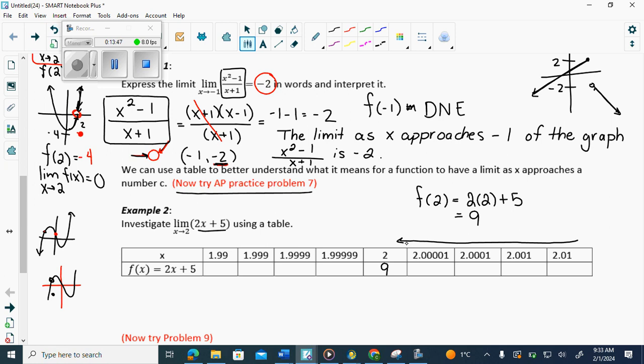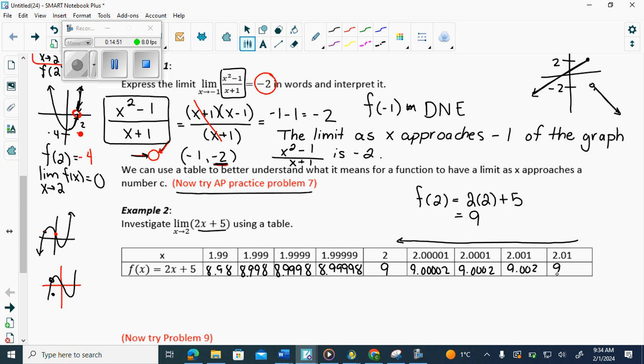2x plus 5, and then I go second trace value. The great thing about it is you don't have to press second trace value 800 times. You just press second trace value once, and I go 1.99, and I get 8.98, and then right away I just go 1.999. I don't have to keep going second trace value each time. Now I go 1.999, and I get 8.998. Eventually you're going to start seeing a pattern. 1.9999, 8.9998, and then this would be 8.99998, right? And then we go 2.00001, 9.00002, 2.0001, 9.0002.